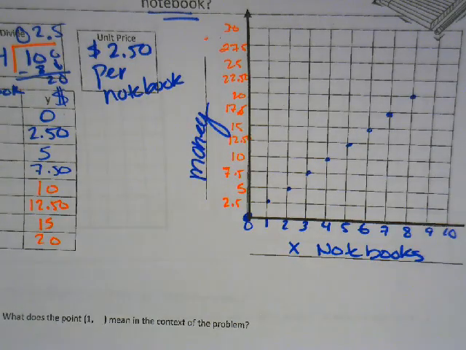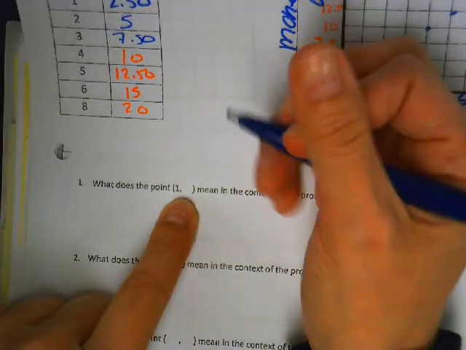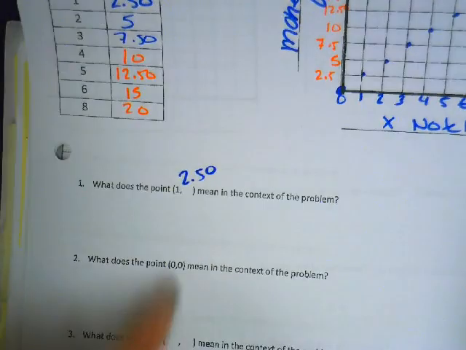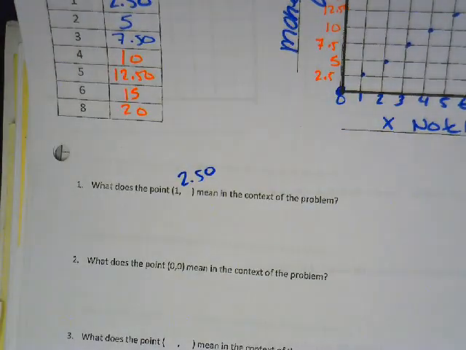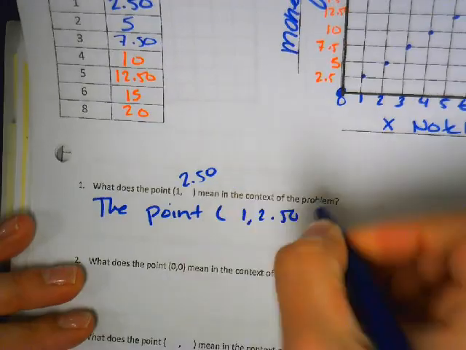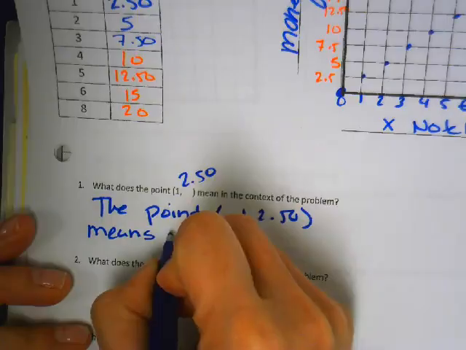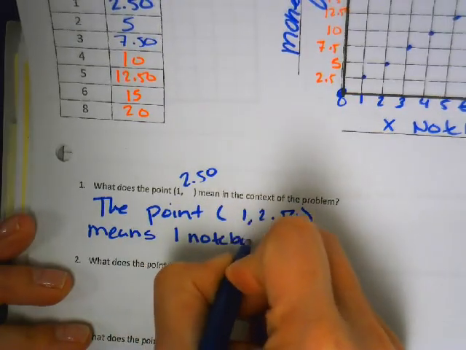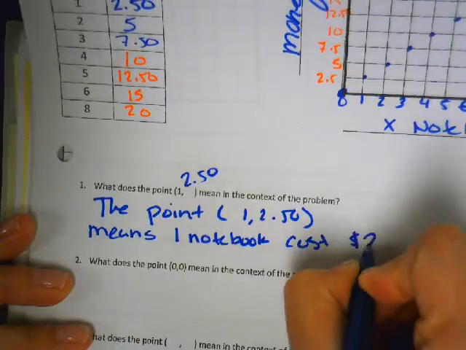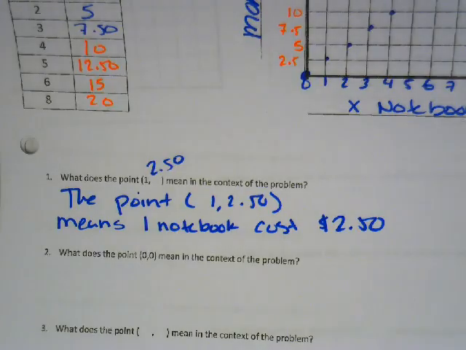Okay. What does the point 1, 2.5 mean in the context of the problem? What number goes in that spot? 2.5. So what does this point mean? It means that one notebook costs $2.50. Very good. One notebook costs $2.50. That's what it means.